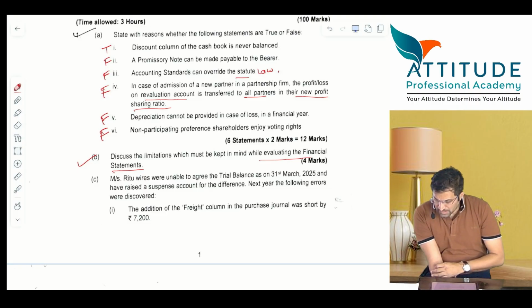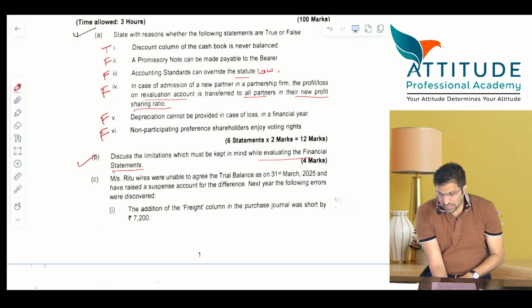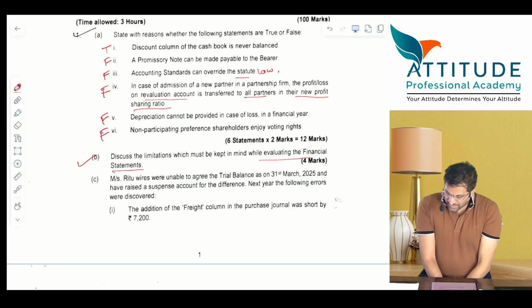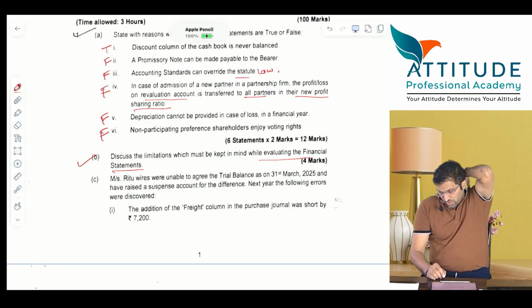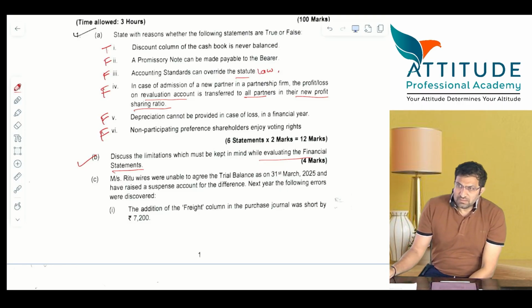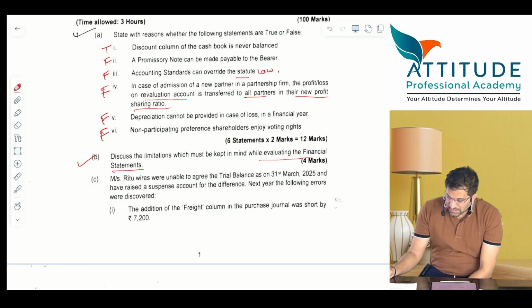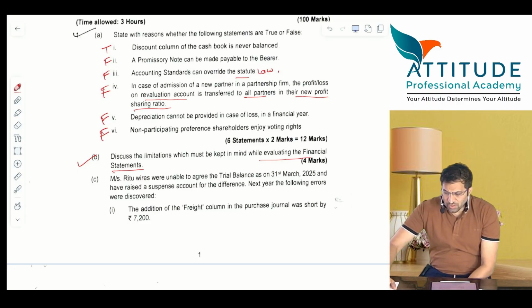While the users of accounts are interested in knowing the position of the business in the near future, and not for the past date. All of you got it?